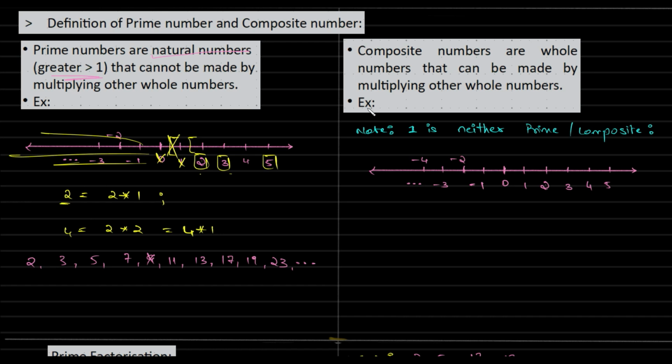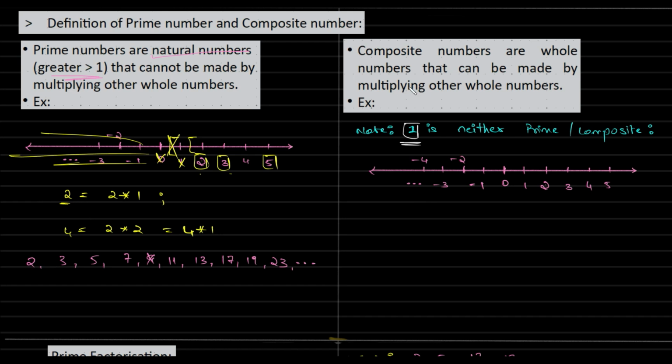Next, composite numbers are whole numbers that can be made by multiplying other whole numbers. So basically, non-prime numbers are your composite numbers, but there is an exception. The exception being 1 is neither prime nor composite. This knowledge is useful when you go to higher grades, and in competitive exams it will be asked directly or indirectly. So this is something which you need to know. 1 is neither prime nor composite.